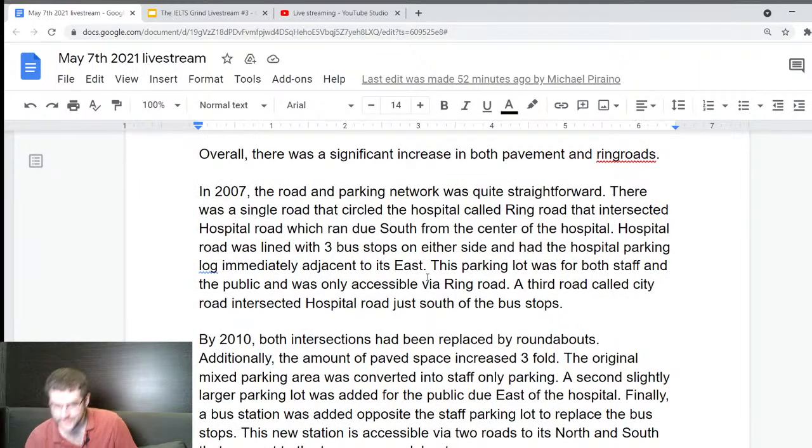All right. Overall, there was a significant increase in both pavement and ring roads. This is describing the most important changes as I feel. Okay? But again, I'm not saying I think, I'm stating it as a fact. I saw this and I expressed it. I described what I saw. Okay? Pavement meaning the parking lots, ring roads being those circular roads.